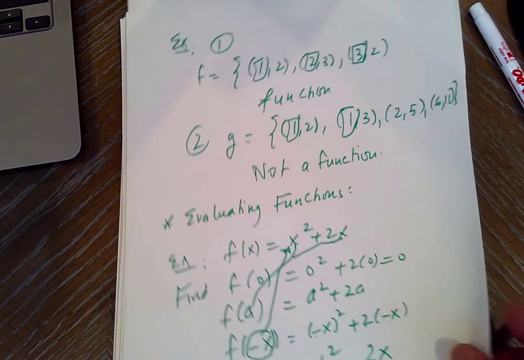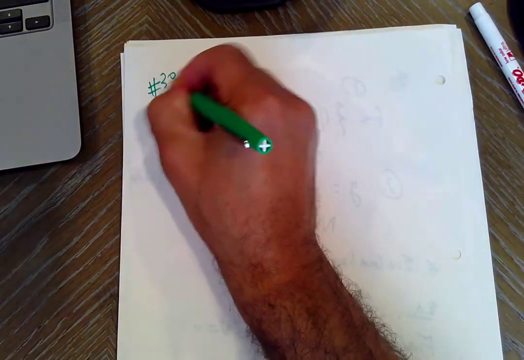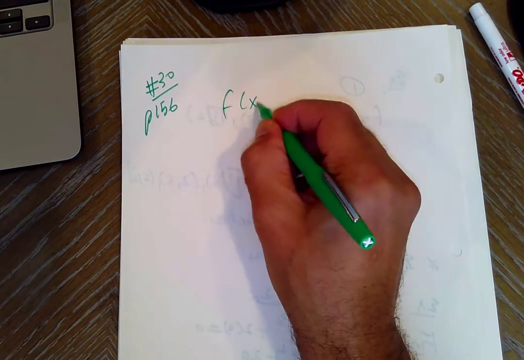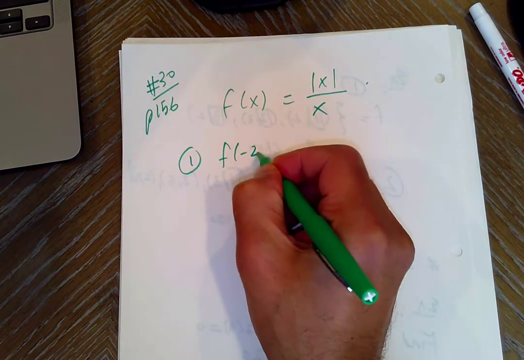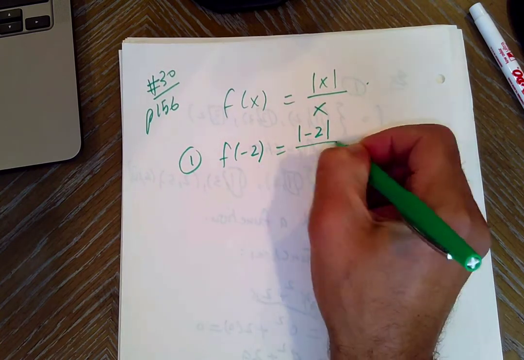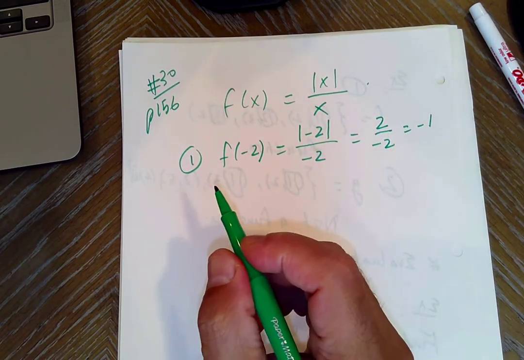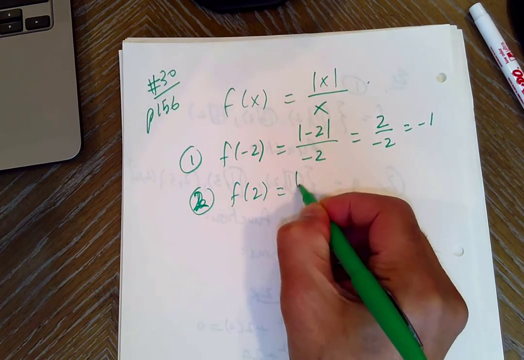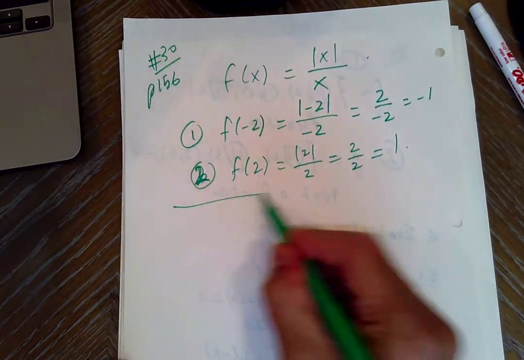Okay, number 30, page 156. f of x equals the absolute value of x over x. What's f of negative 2? Well, when we plug a negative 2 in there, we get 2 over negative 2, which is negative 1. And f of 2 is the absolute value of 2 over 2, which is 2 over 2, which is 1. So now we know what a function is.